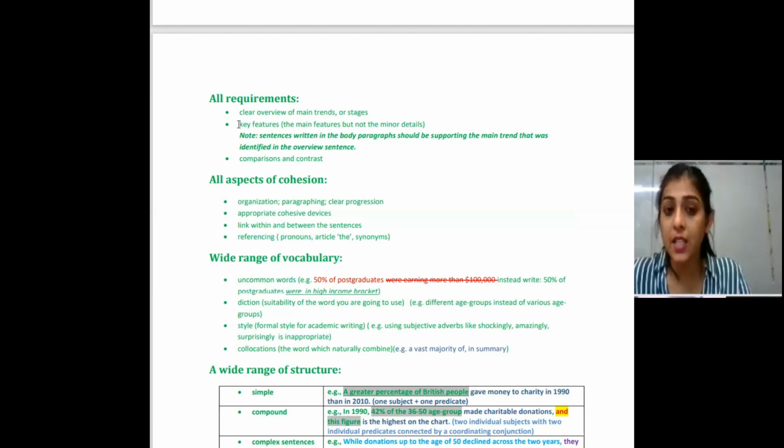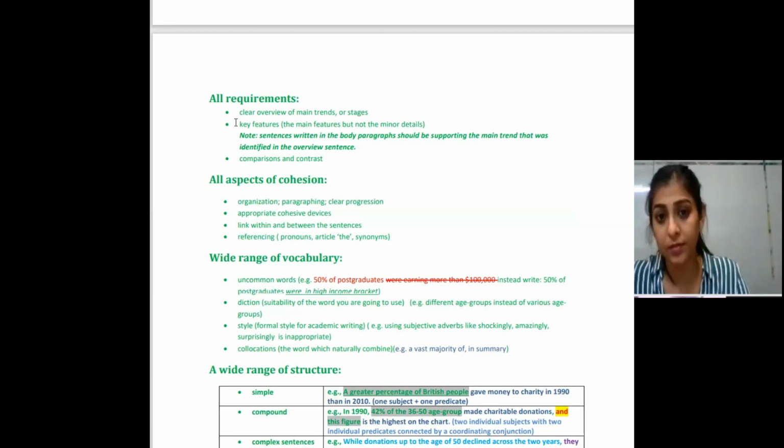Alright. The next thing is about key features. Now, what are key features? Key features are not about unimportant details. Your task 1 illustration would show you some unimportant details as well that you need not pick. What you need to pick is the main features. Now, what are the main features?